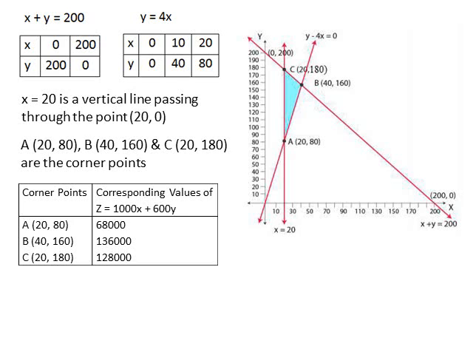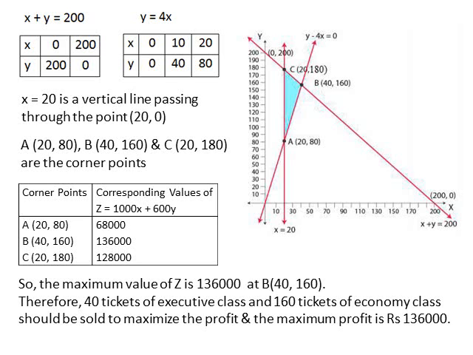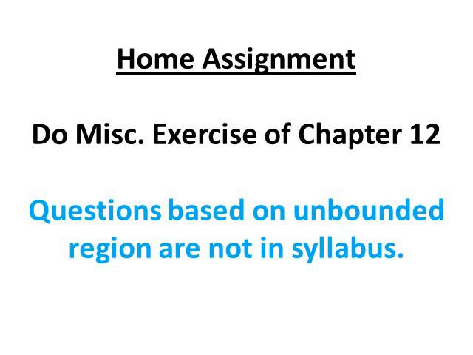1,36,000. And at the point C, value of z is 1,28,000. So, the maximum value of z is 1,36,000 at the point B. Therefore, 40 tickets of executive class and 160 tickets of economy class should be sold to maximize the profit, and the maximum profit is rupees 1,36,000.